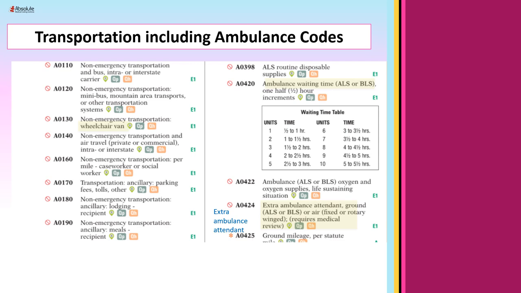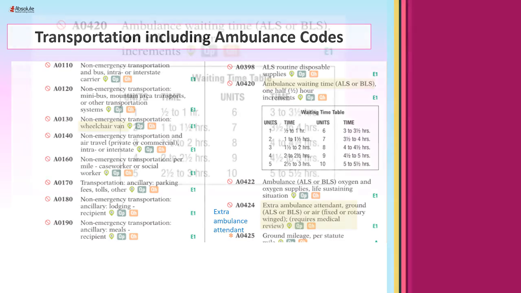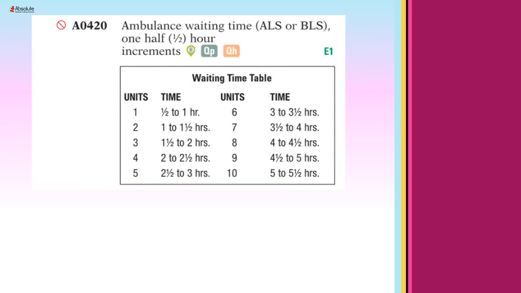Very interesting, right? So going back to that code A0420, this code will code for the ambulance waiting time. So if the ambulance waited, you have a code for that. And this is for either advanced life support or basic life support. And this is coded per 30 minutes increment.